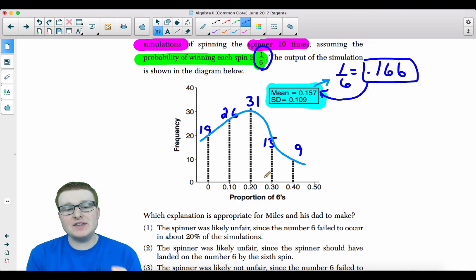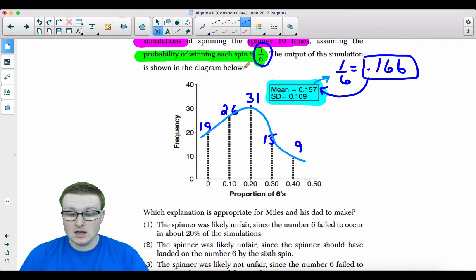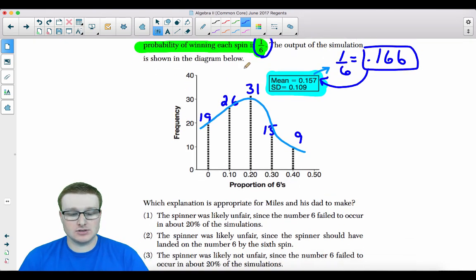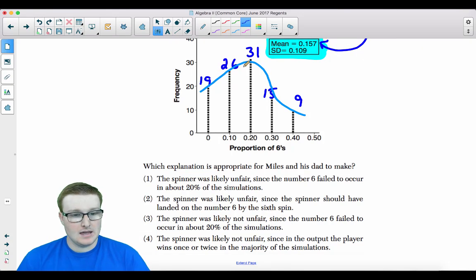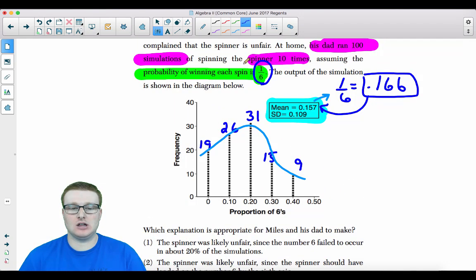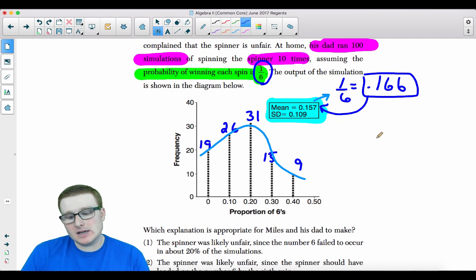So we know that this graph that they gave us is a pretty good estimate just because the mean is very close to the probability of winning a 6. Okay? So these are really close together. Okay. Which explanation is appropriate for Miles and his dad to make? Okay. I'm going to take this slow here. What I'm going to do is show you 2 ways that I did it.